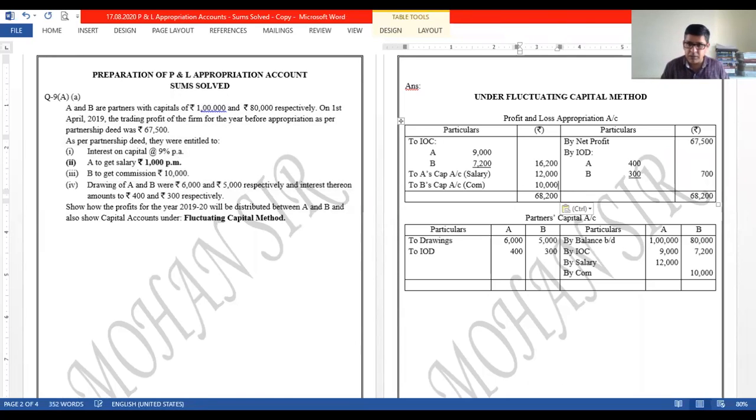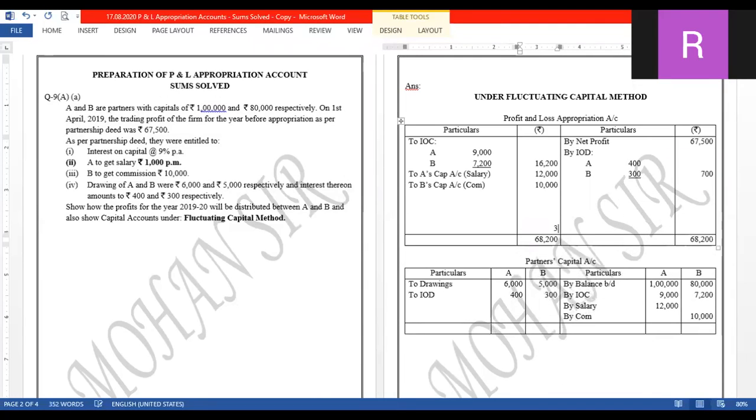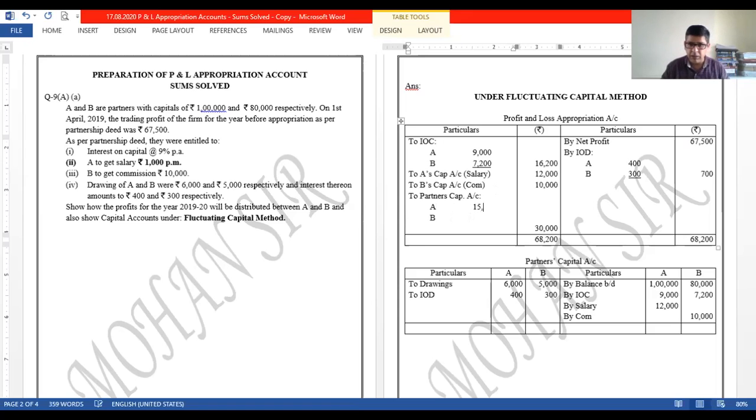Now please get me the difference. 30,000. Now how will we write this 30,000? This is the net result, the profit. We can write there, to partners' capital account. And below that you can mention the partners' names A and B, and we all know that the profits are to be distributed equally. So because there are just two partners, it will be 15,000 and 15,000, and the total is 30,000.